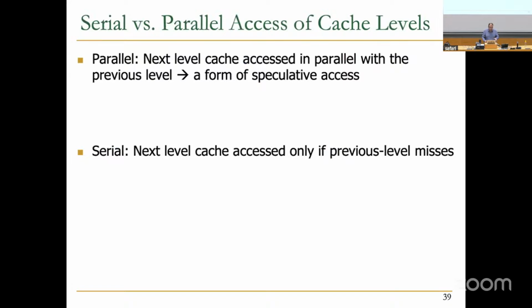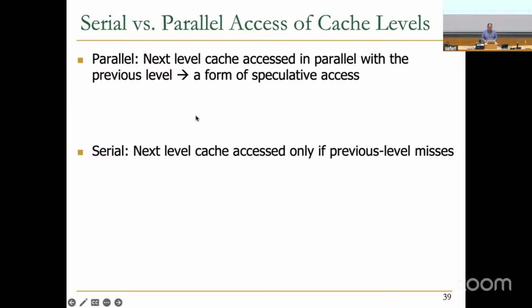So yeah, we already talked about this serial and parallel access of cache levels. Essentially in parallel, no, sorry, this is actually different. This is about when you access your L1, do you also in parallel access other levels in your cache or not? So you access L1, do you also access L2 and L3 at the same time or not? So in parallel, next level cache access in parallel with the previous level is a form of speculative access, because you say that, okay, if I miss in L1, at least I want to issue the access to the next level earlier, such that I can hide some of these latencies.